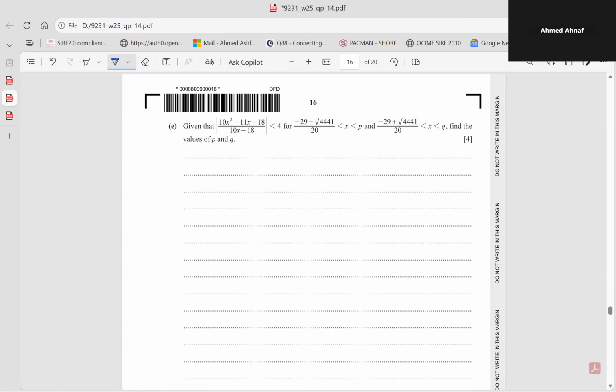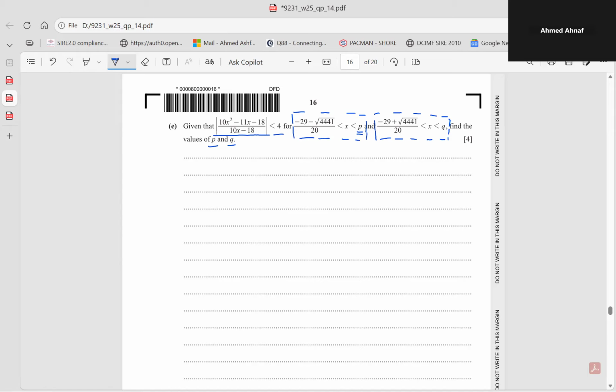For the last part, we are told that the graph that we drew previously is less than 4 for these values of x, so x being between this lower bound and p being the upper bound, as well as this second set of x being between q and this. We have to find the values of p and q.